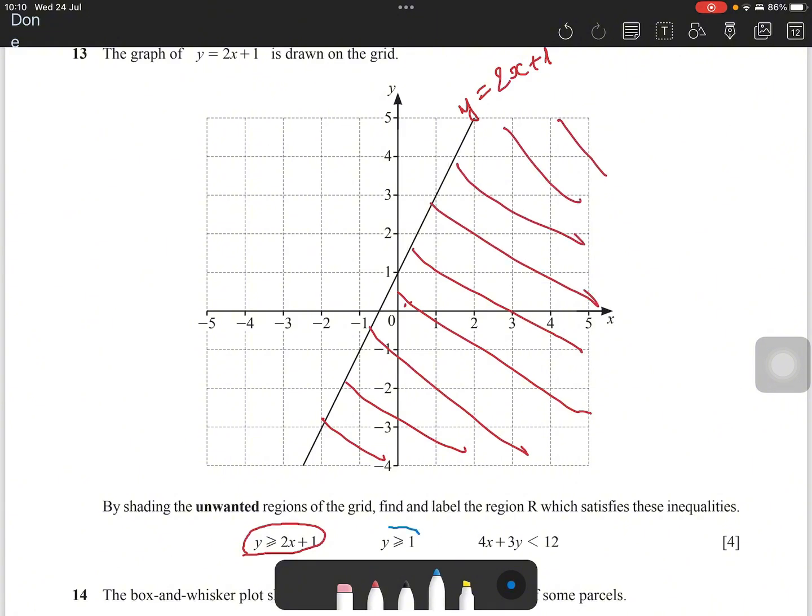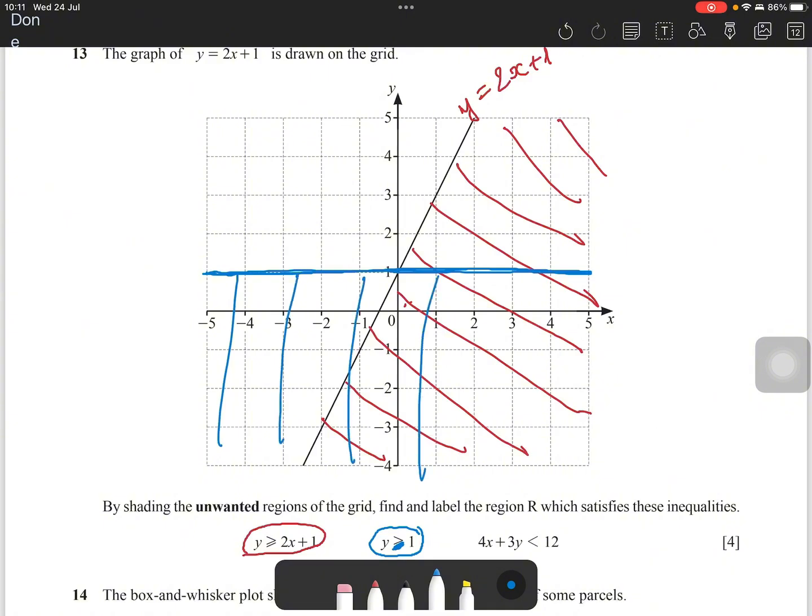Next, we want y to be greater than or equal to 1. We see there's an equal sign in this inequality, so we draw a solid line y equals 1. This is the line y equals 1. And we want y to be greater than or equal to this, so we keep the upper part and we remove the lower part.